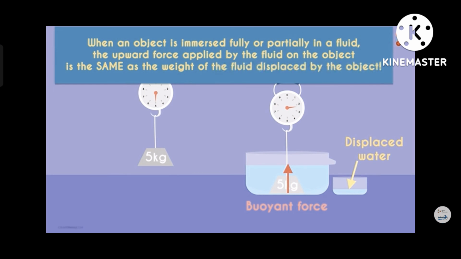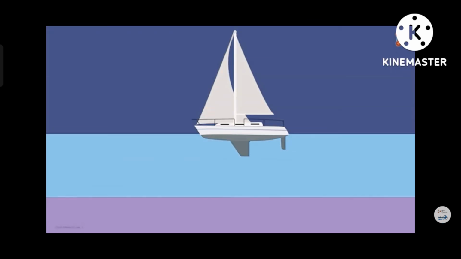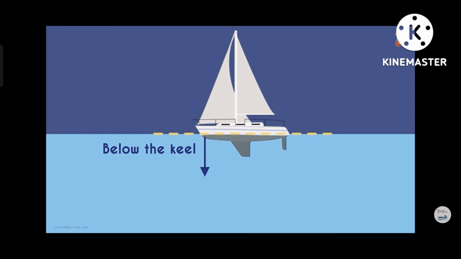Where is this principle applied? Can you think of examples? How do you think large steel ships float? It's simple. If the weight of water displaced by the vessel below the keel is equivalent to the vessel's weight, then everything above the keel will remain afloat.